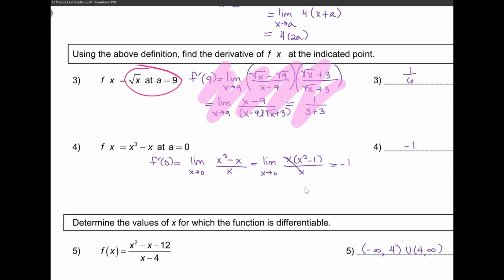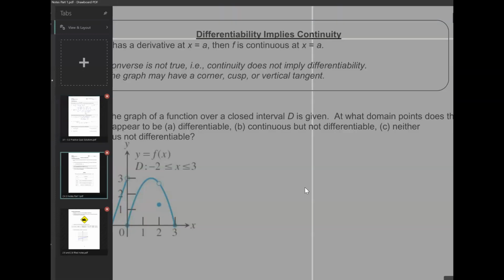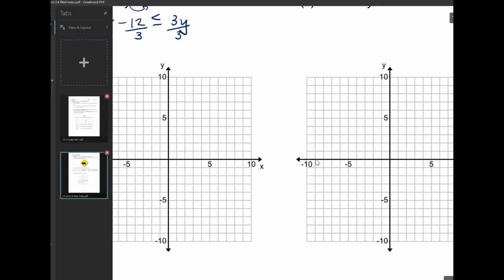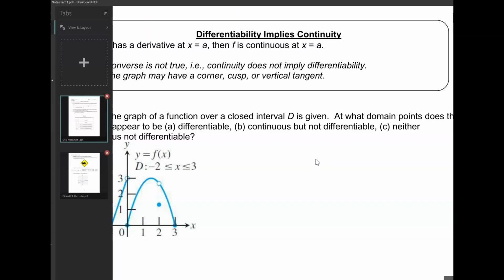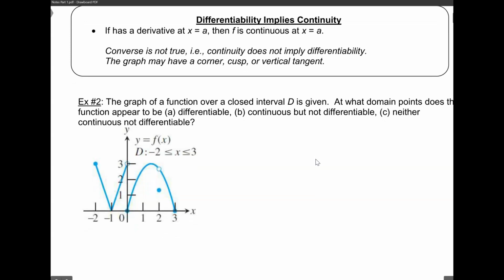Alright, I'm over this. We're going to continue on. Goodbye. Just trying to understand. Okay. We're going on with the lesson. I've spent too much time going over this. Cool. Alright, differentiability implies continuity.